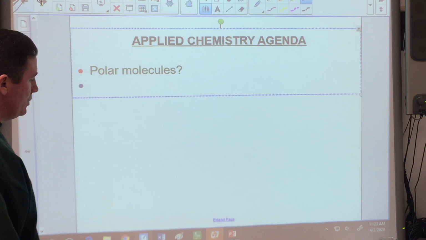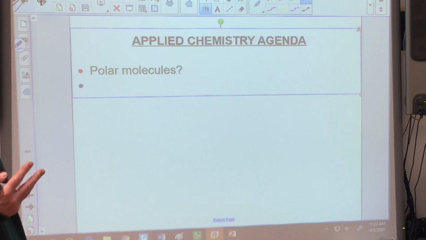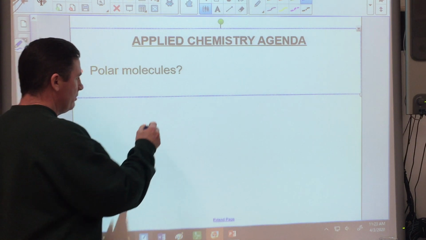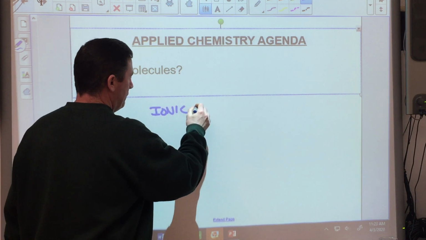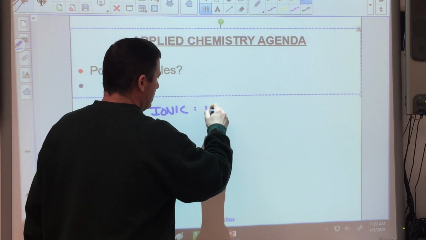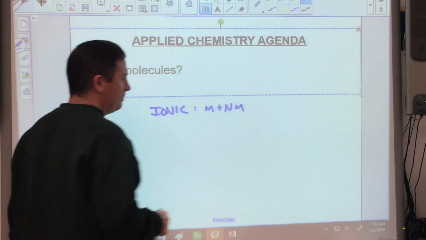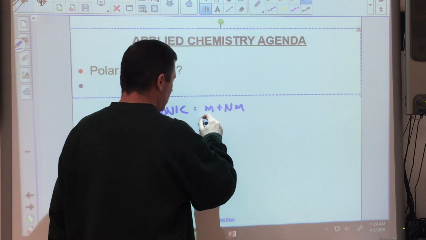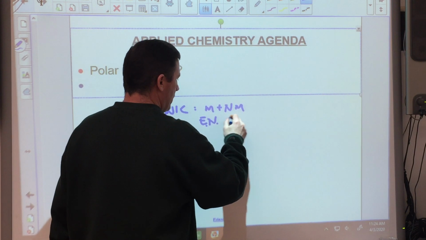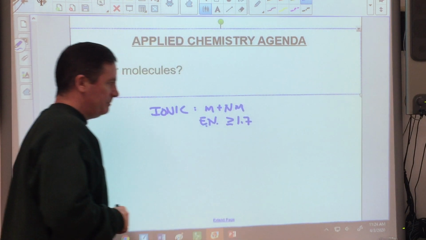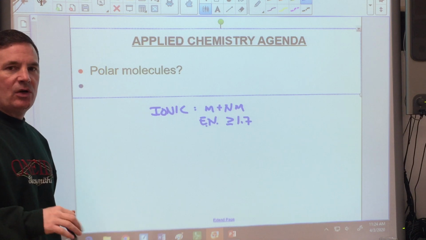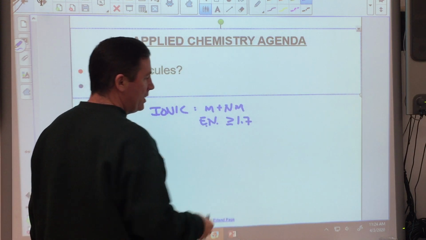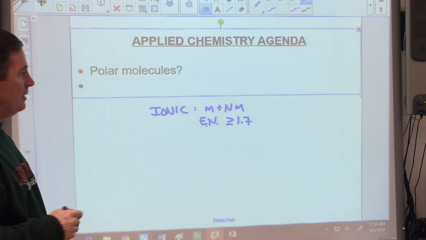So, polar molecules. First of all, we have to remember that there are really two types of bonds that we've learned so far. Ionic, and an ionic bond is between a metal and a non-metal. The other way I can tell whether it's an ionic or a covalent bond is the difference in electronegativity greater than or equal to 1.7. You had a sheet a couple weeks ago that on the back of it showed you the electronegativities. If you find the difference between them and it's 1.7 or greater, then you know it's an ionic bond.